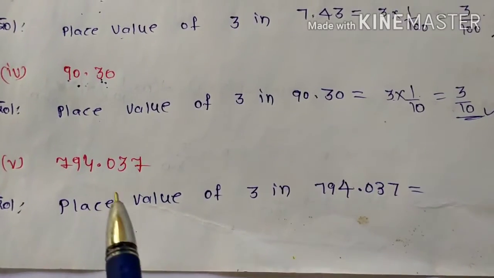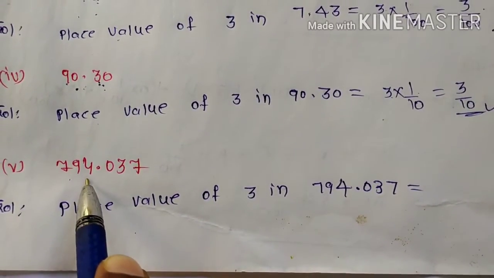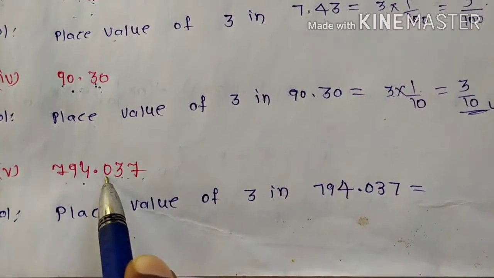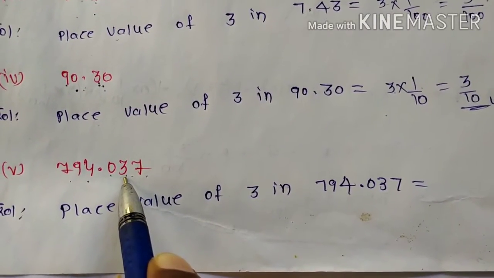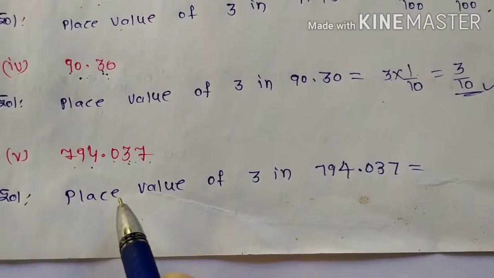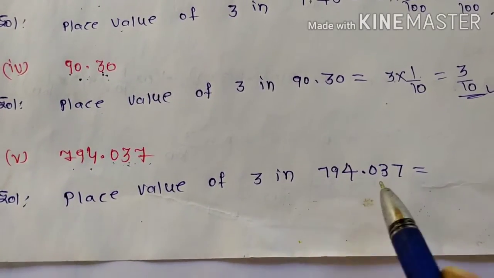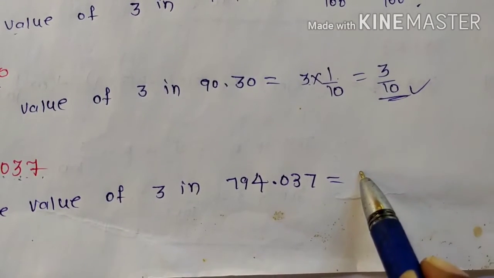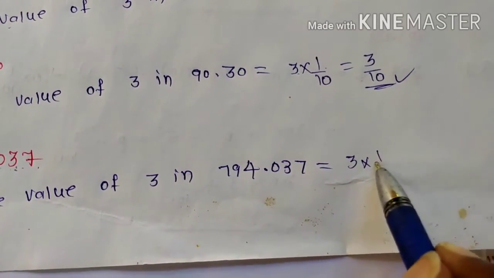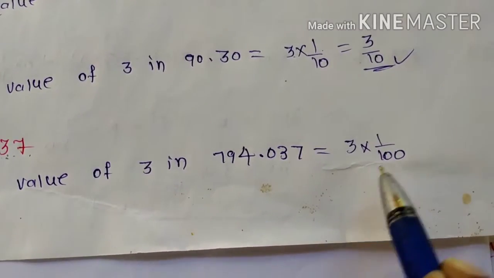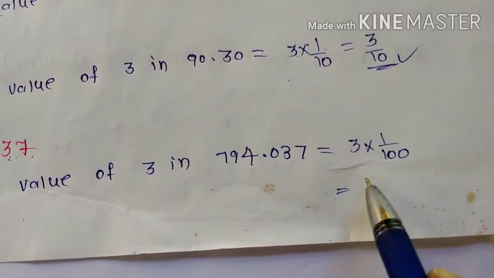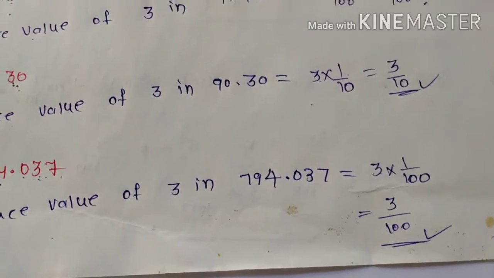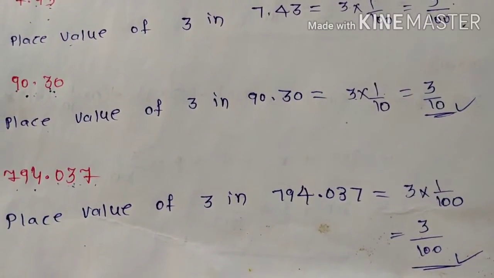Next you can see one more. 794.3037. 3 is at which place? 100th. That means you can divide with 100. Place value of 3 in 794.3037 is equal to 3 into 1 by 100. That means you can write here 3 by 100 is your answer. Very easy problems.